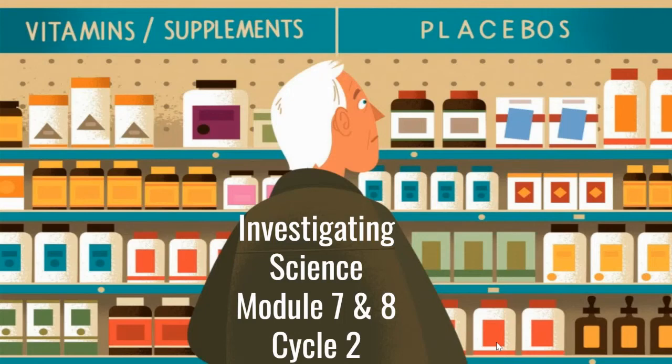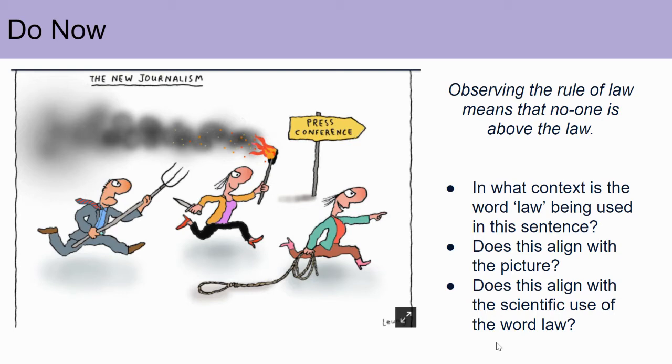Welcome to Cycle 2 of Investigating Science, Module 7 and 8. First, we're going to start with our Do Now. We're going to start with this picture here and the quote on our right-hand side.